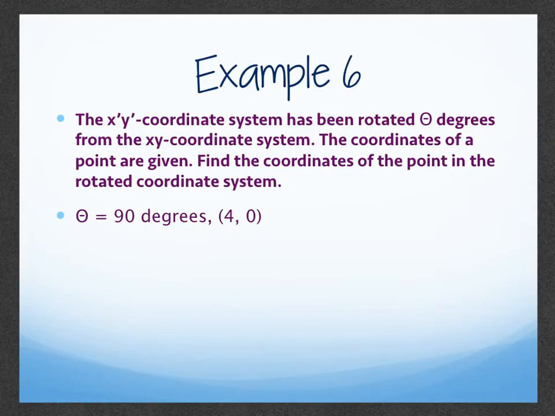So example 6 says the x prime y prime coordinate system has been rotated theta degrees from the x y coordinate system. The coordinates of the point are given. Find the coordinates of the point in the rotated coordinate system. So the first thing I'm going to do is pull in a graph so that you can see what this would look like.